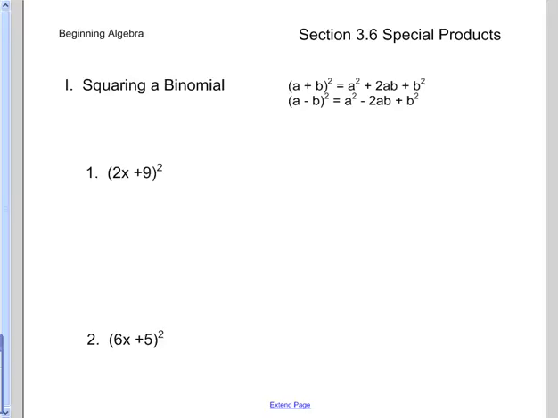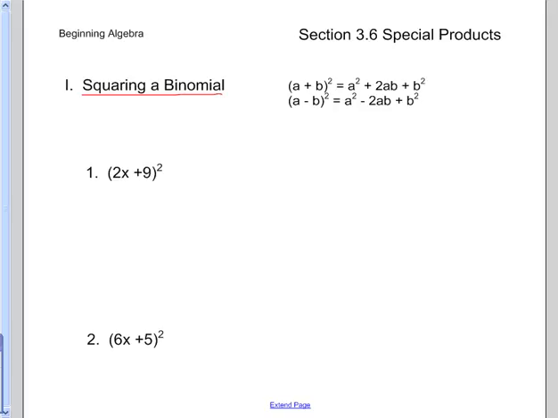Section 3.6 is on multiplying special products. Now this is very similar to the multiplication that we did in section 3.5. We just have two special problems that we can work out using what I call a shortcut. The first one is called squaring a binomial.